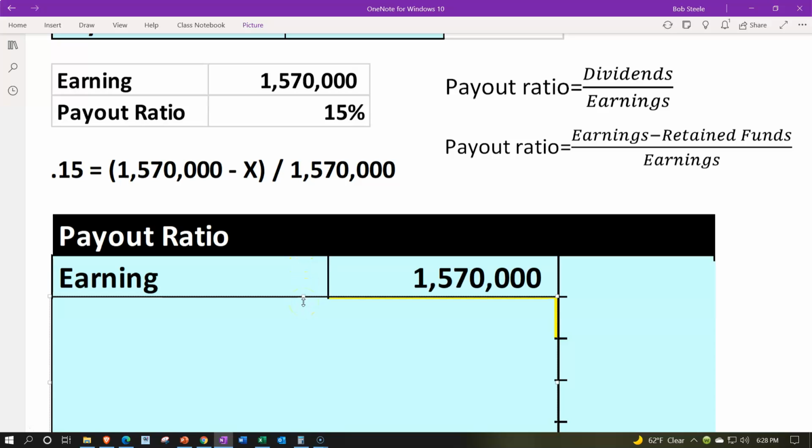Let's look at the table in the same format we saw before. Now, with a table like this, if you have a fairly basic calculation, it's sometimes easy just to put it in a table.